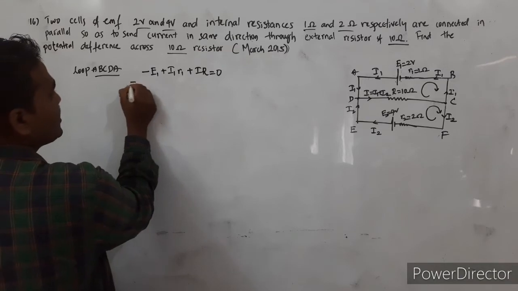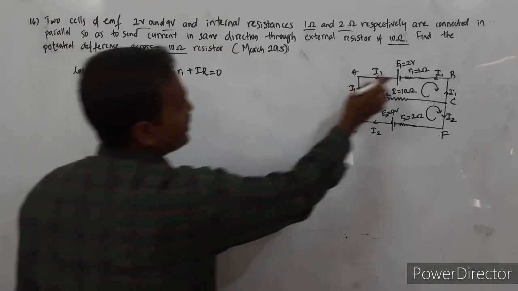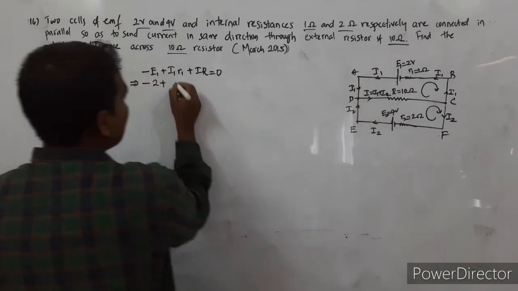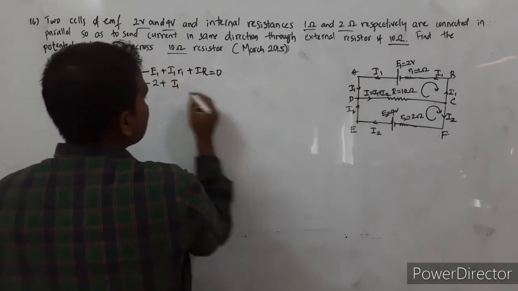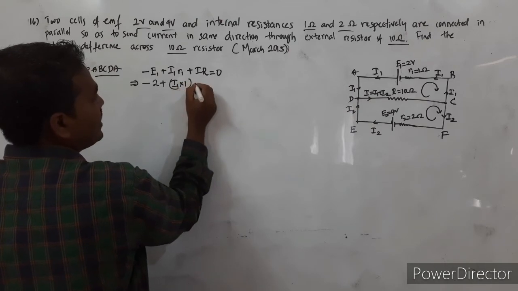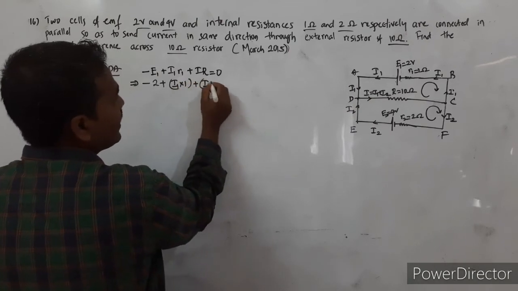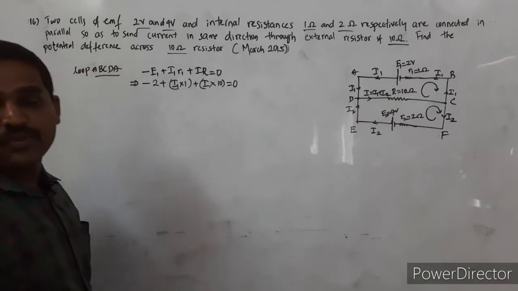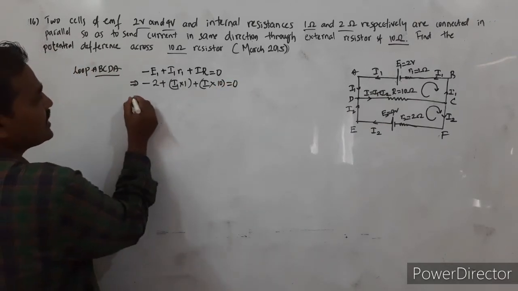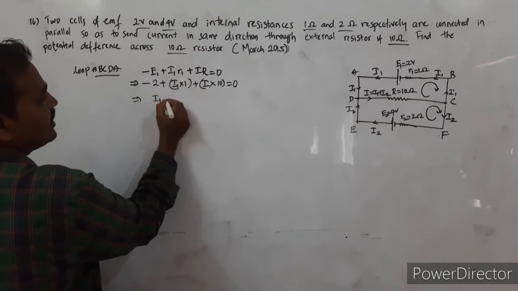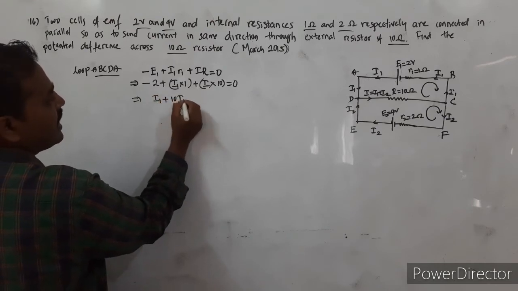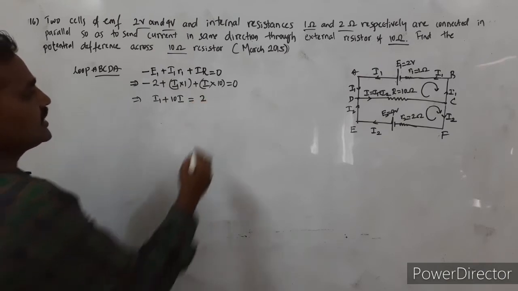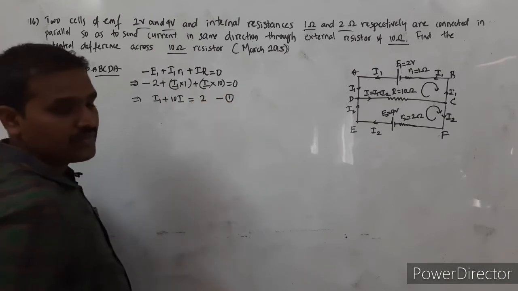Let me substitute the values here. Minus of E1 is minus 2, plus I1 into R1, that is 1, plus I into R, that is 10, equal to 0. By simplifying this I can write it as I1 plus 10I is equal to plus 2. Let this be equation number 1.